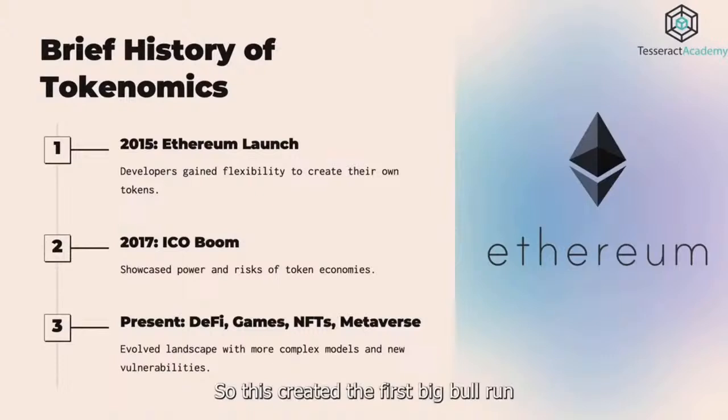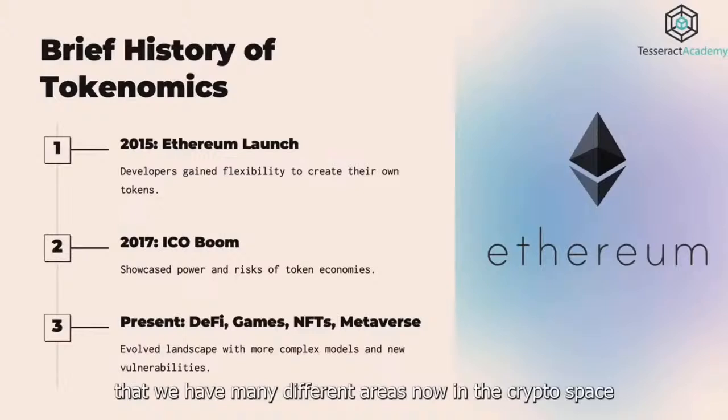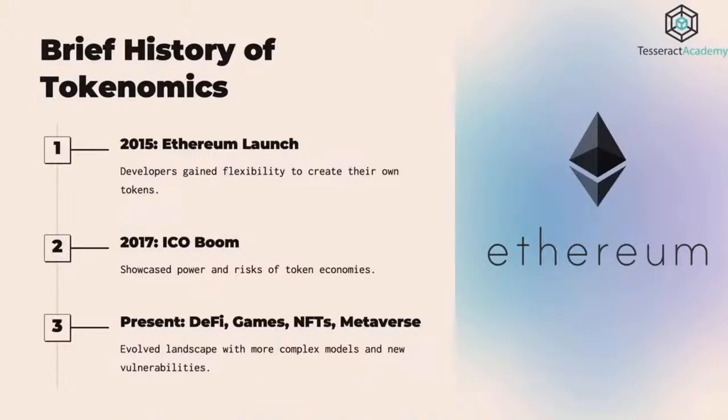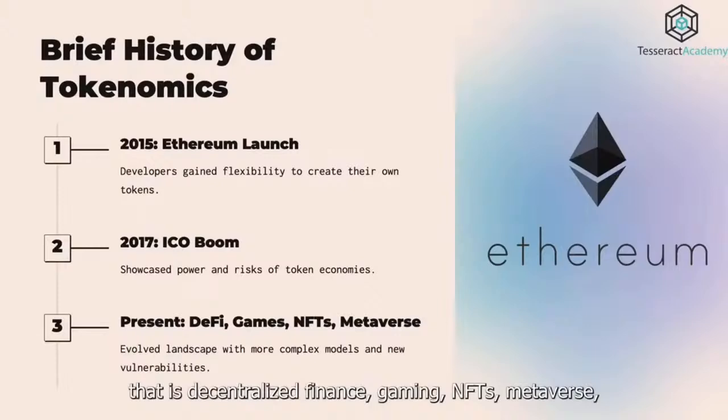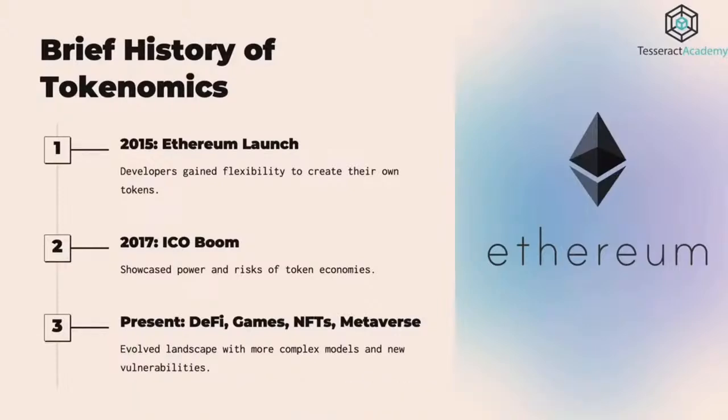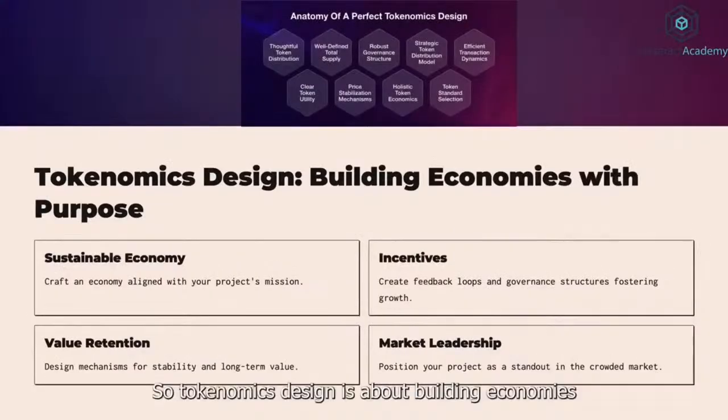So this created the first big bull run in cryptocurrency history. And then the space evolved over time to the extent that we have many different areas now in the crypto space with complicated tokenomics. Tokenomics way more fascinating than anything we had in the past in areas like DeFi, that is decentralized finance, gaming, NFTs, metaverse, and many more. So tokenomics design is about building economies on a blockchain with purpose. So there are many different aspects that need to be taken into account when building a token economy.